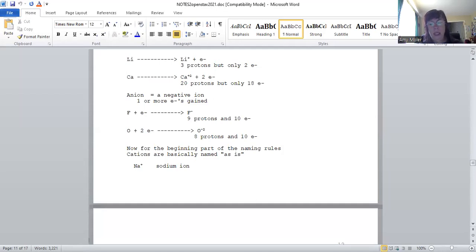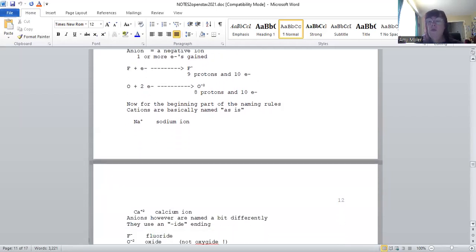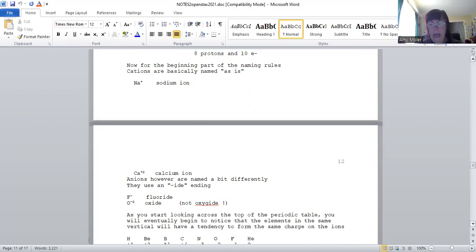So now we begin to hit the naming rules. Okay, this is very much foreign language like. Things that are cations usually just are named as is. You use the name of the element and you just put the word ion after it. So Na plus is called a sodium ion. Ca plus 2 is known as a calcium ion.